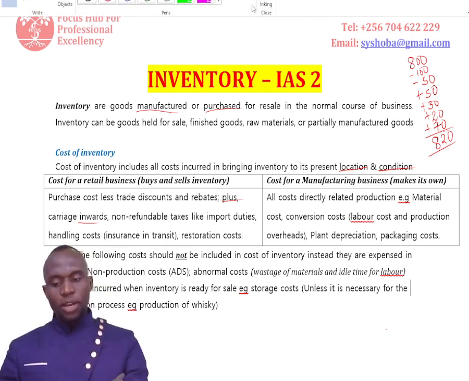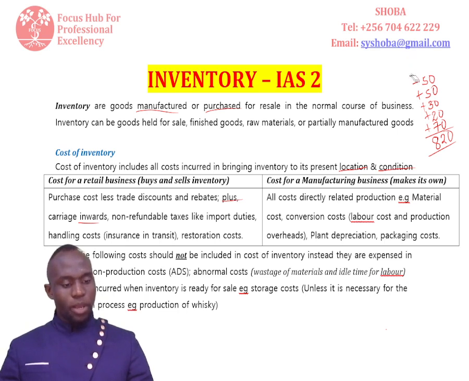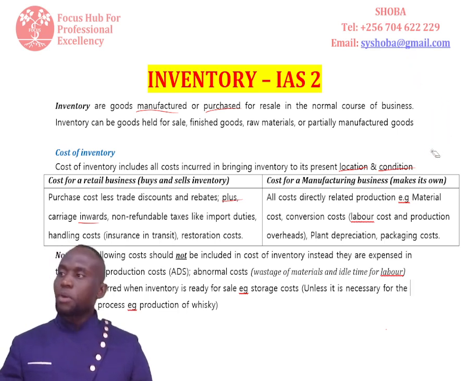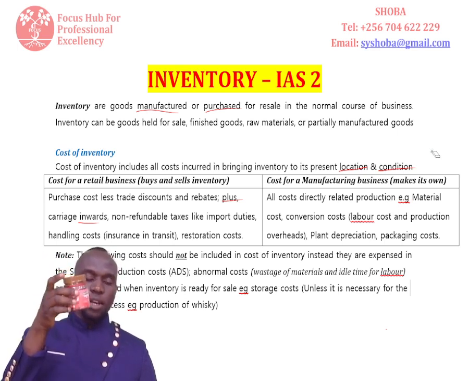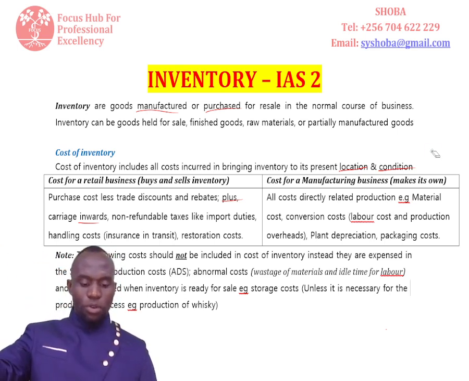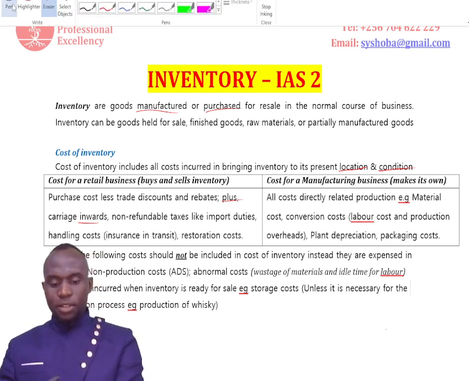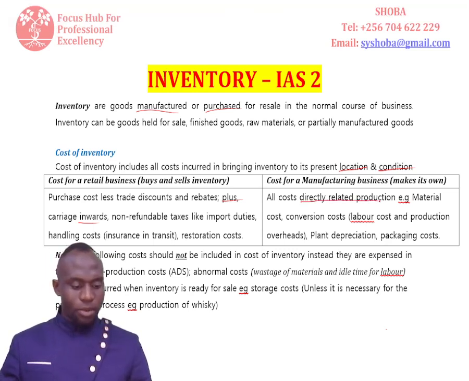Now for a manufacturing company, where we make our own products, assuming we're a company that is making hibiscus drink, the total cost would be all costs that are incurred that are directly related to production. The first one is the material cost, then conversion costs. Now conversion costs are costs incurred in order to convert materials from one form to another. In that way, we need labor and production overheads, e.g. power.